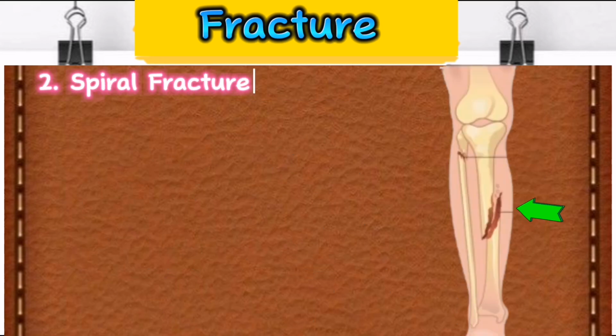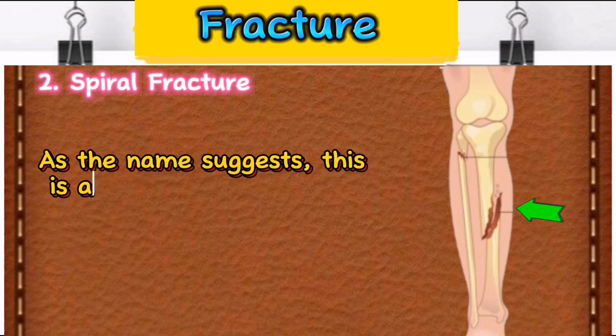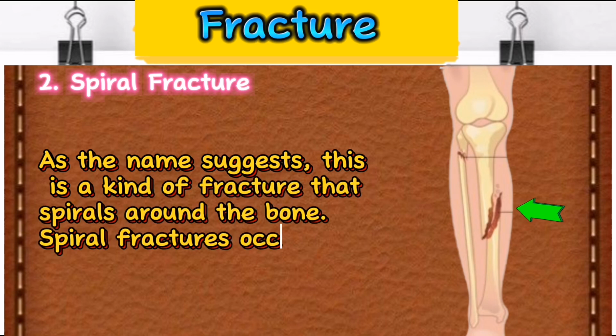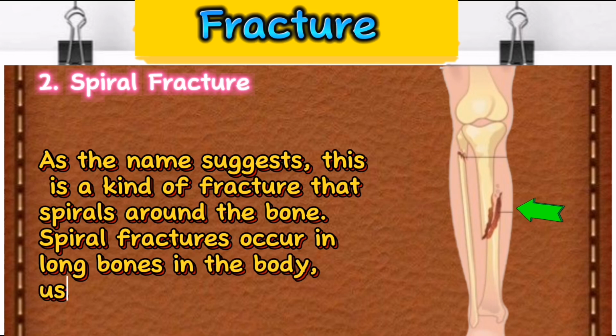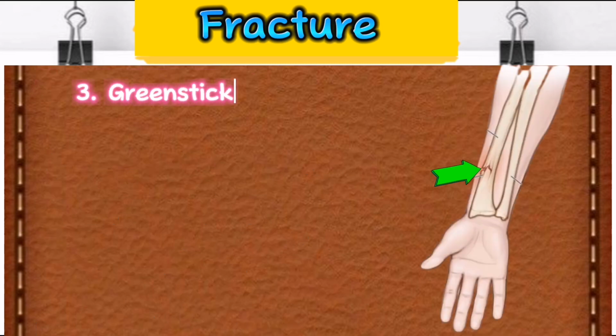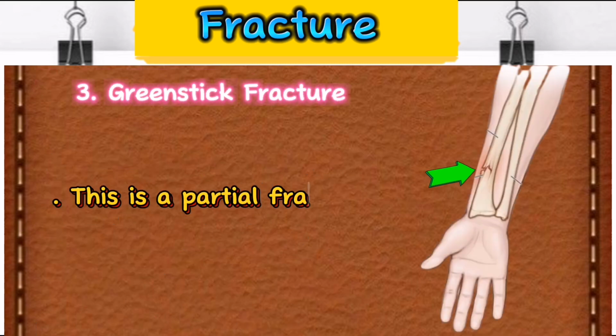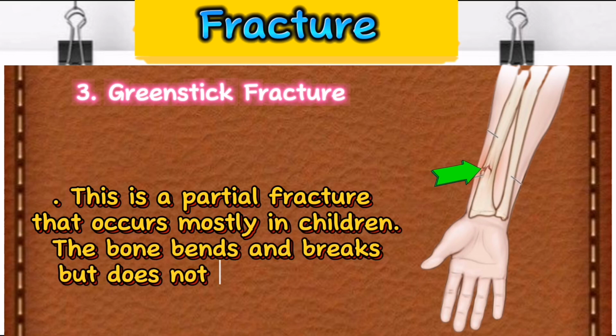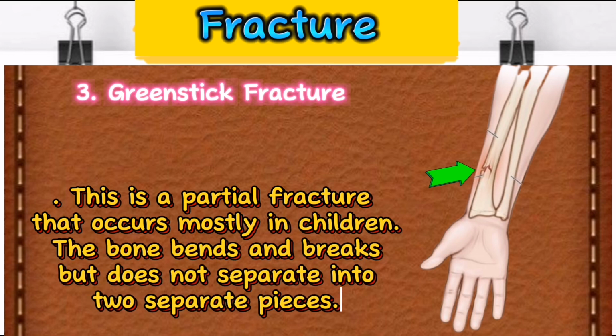2. Spiral fracture. As the name suggests, this is a kind of fracture that spirals around the bone. Spiral fractures occur in long bones in the body, usually in the femur, tibia, or fibula in the legs. 3. Greenstick fracture. This is a partial fracture that occurs mostly in children. The bone bends and breaks, but does not separate into 2 separate pieces.